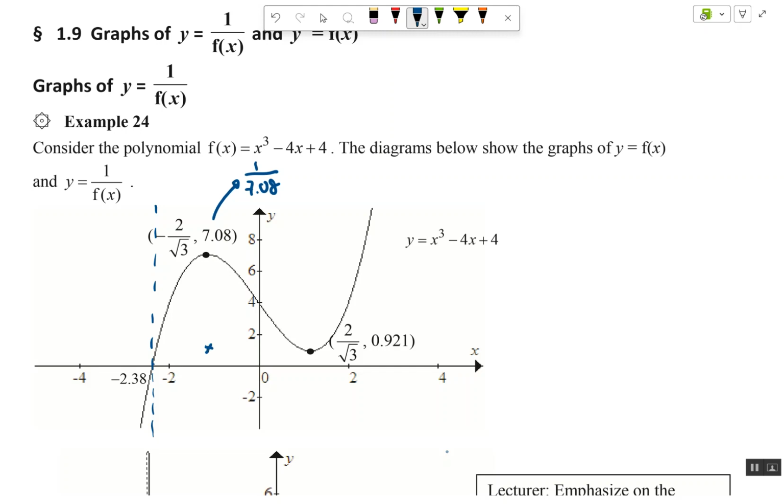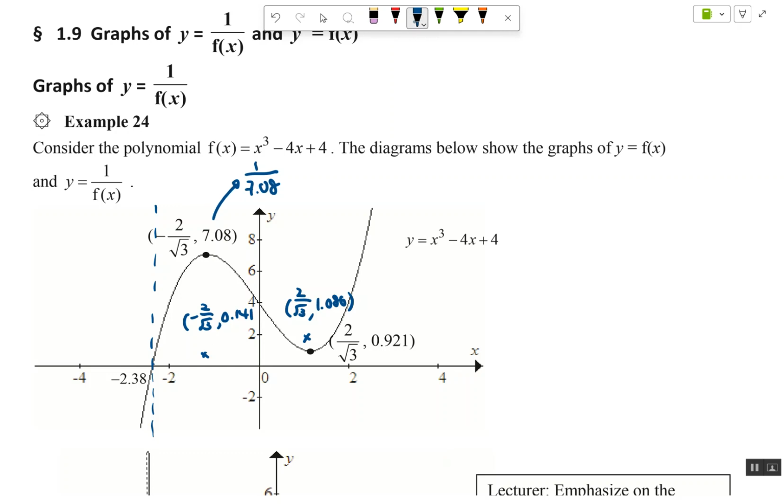And same thing, this is 0.921, so if I take the reciprocal, I'm going to get 1 over 0.921, and that is going to be 1.085. That will be just above this point. You can label this 2 over root 3, 1.086, as well as this point, which will be negative 2 over root 3, comma 1 divided by 7.08, which is 0.14. In fact, it should go a bit lower because it's about 0.141.